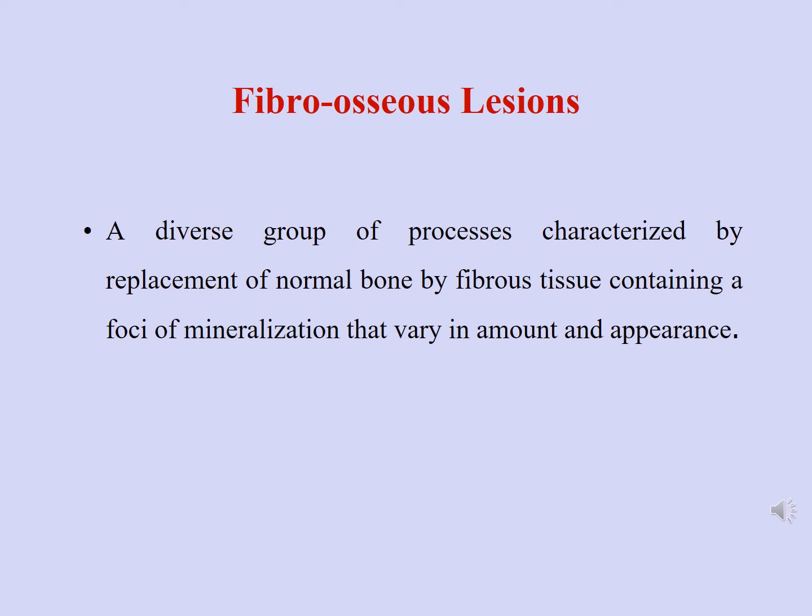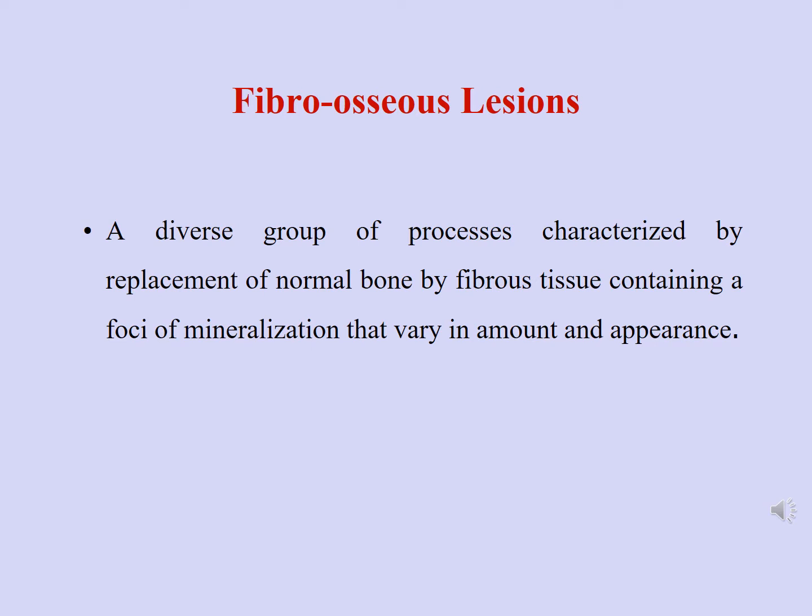Fibrous lesions are a diverse group of processes characterized by the replacement of normal bone by fibrous tissue containing foci of mineralization that vary in amount and appearance. So this explanation is one of the most important aspects of understanding what fibrous lesions are. First of all, this is a process, right? And it is a group of lesions where the normal bone gets replaced by fibrous tissue, and then in that fibrous tissue there are foci of mineralization that develop, and slowly that mineralization may constantly increase in amount.